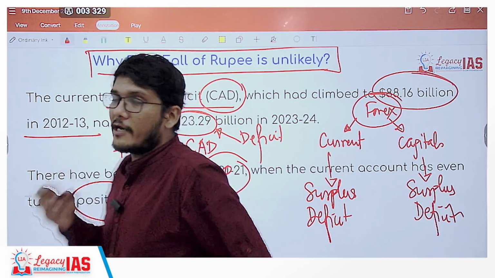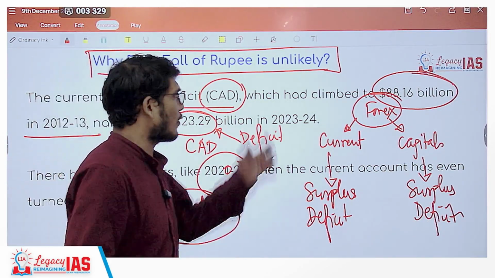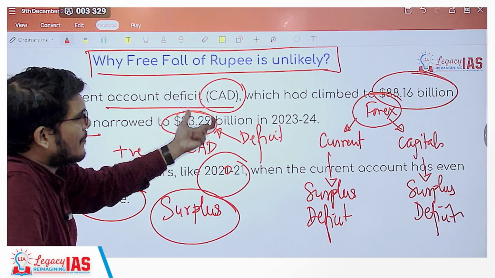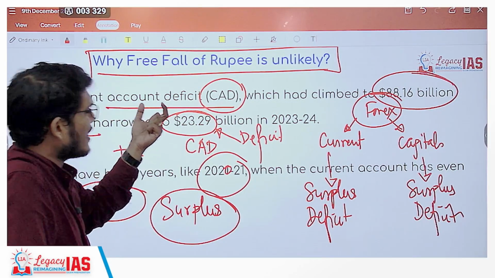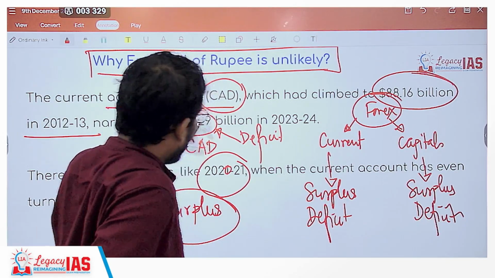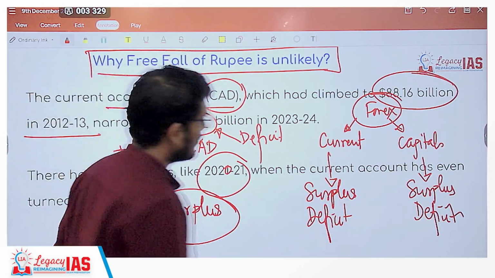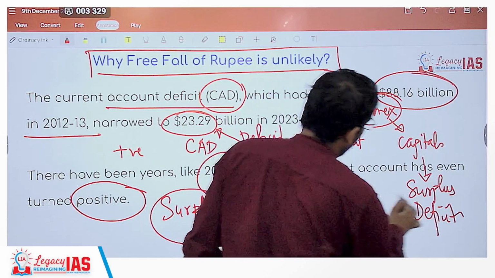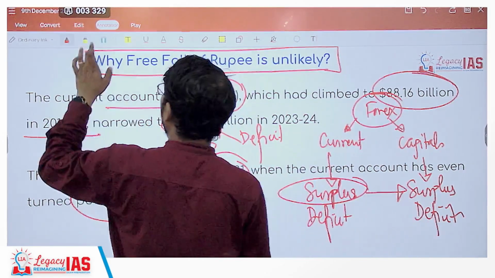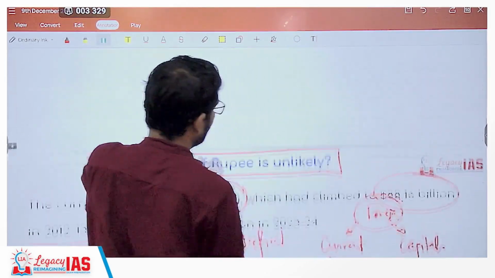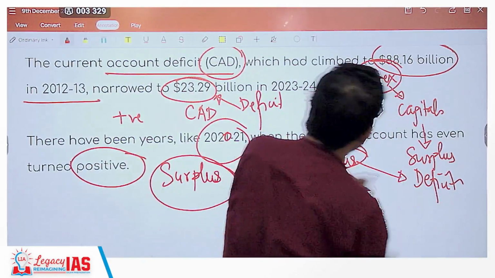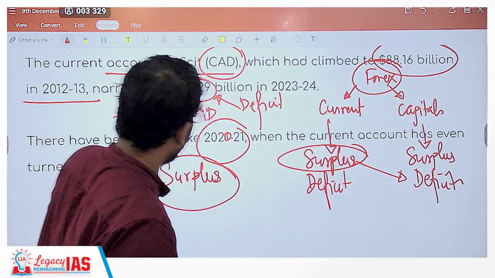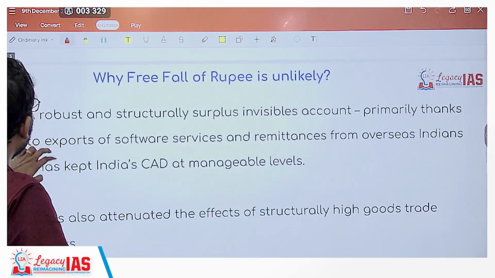So the current account is the one which is helping us, because it has turned surplus at times, or if there is any deficit, it is very little. If it is in surplus, it is going to absorb at least some amount of the deficit of the capital account as well. I hope this is absolutely clear.